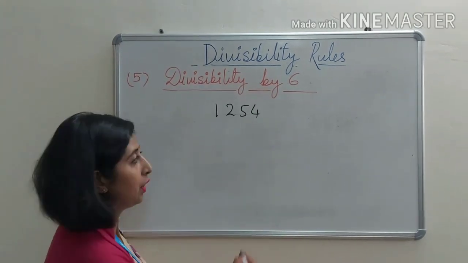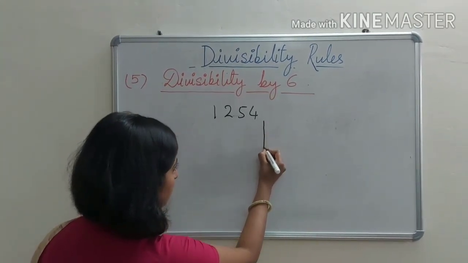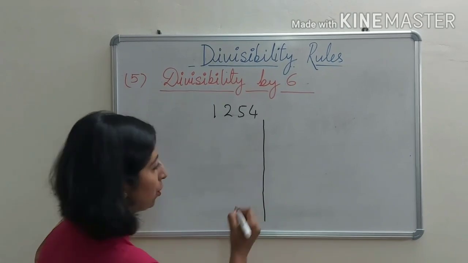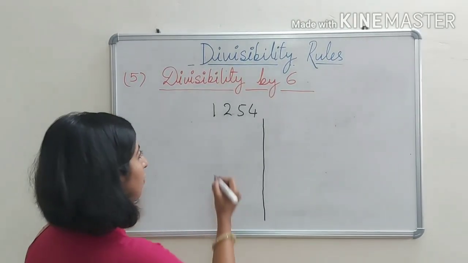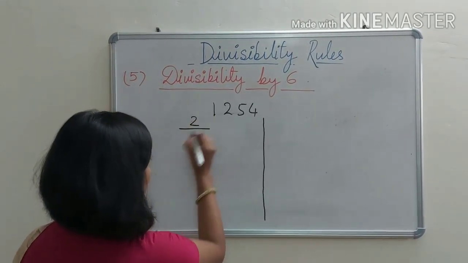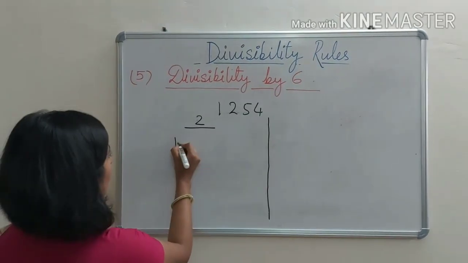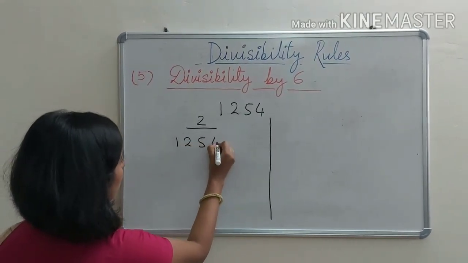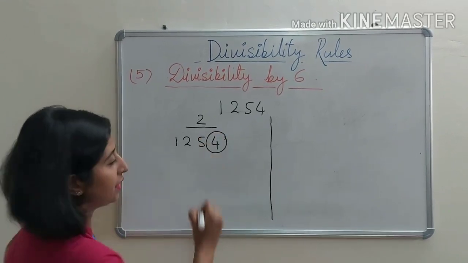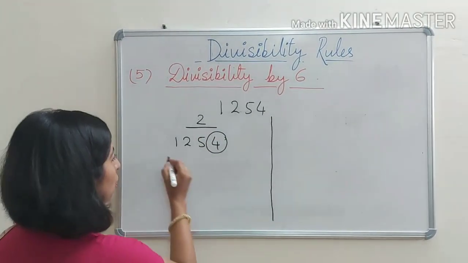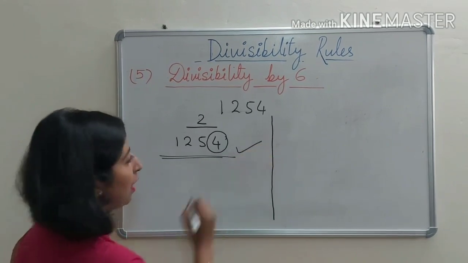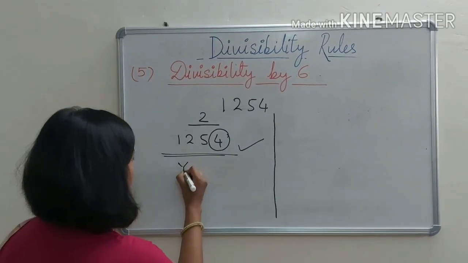1254. If we want to check that this number is divisible by 6 or not, for that we have to check whether it is divisible by 2 or not. Let's see. 1254, the ones place digit is 4. So this number is divisible by 2. We will write here yes.